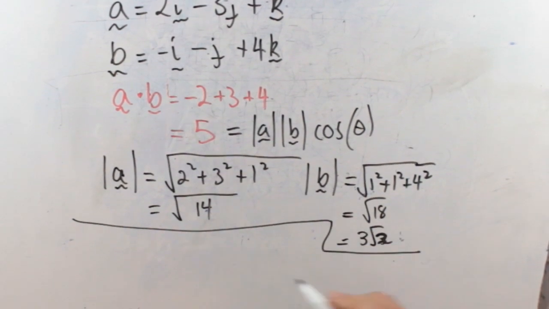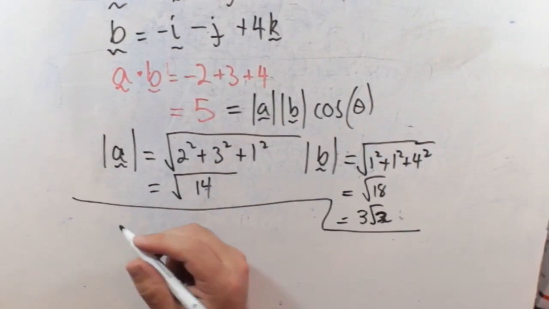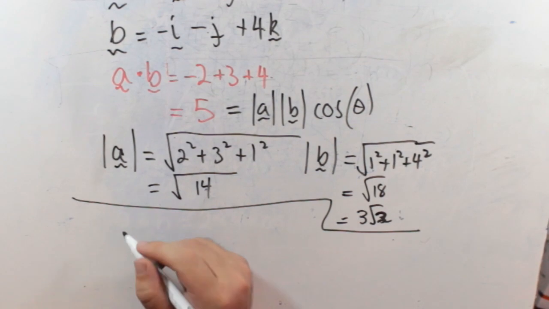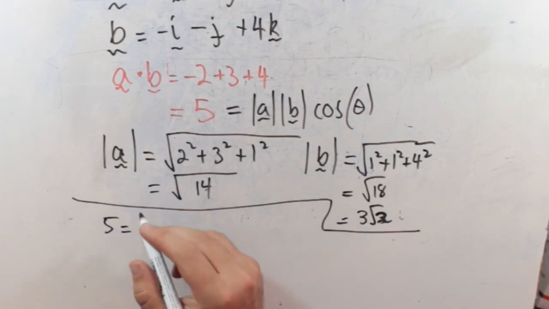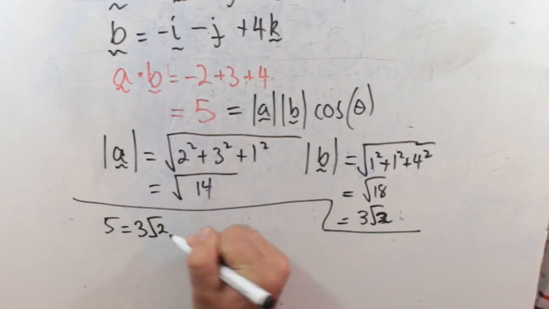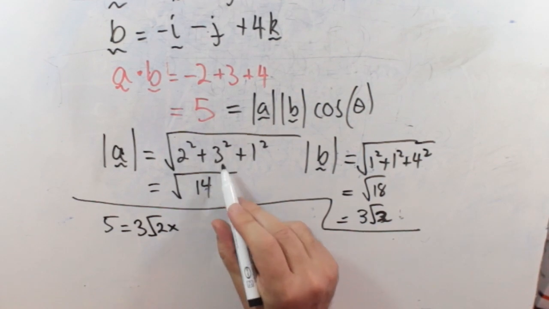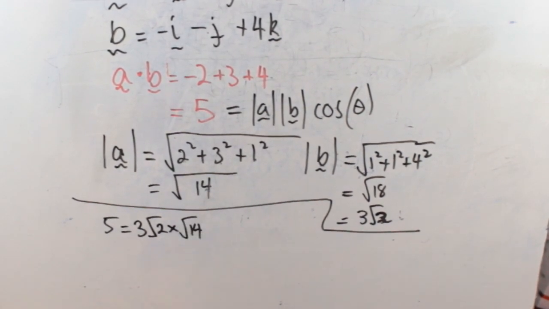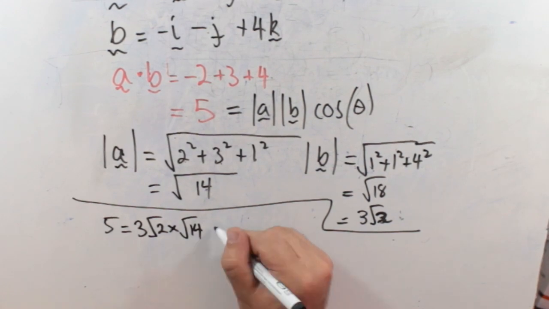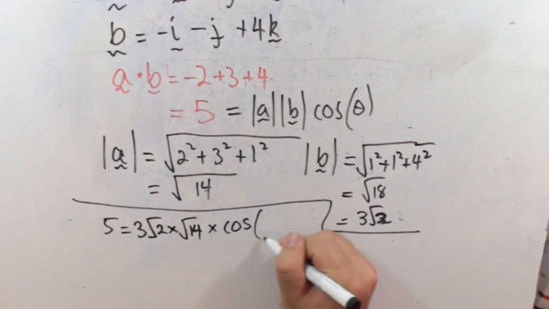Black pen it is. Okay, so what have we got? We've got 5 equals, what have we got? We've got 3 root 2 times, have I done this right? 9, 10, 14, yeah, that seems right. Root 14 times cos of the angle.